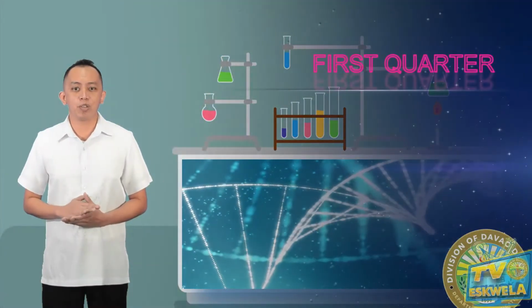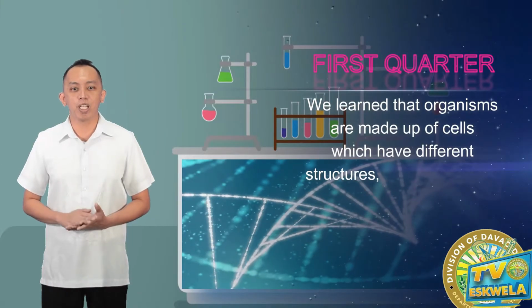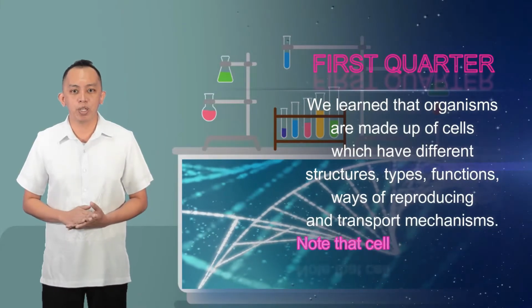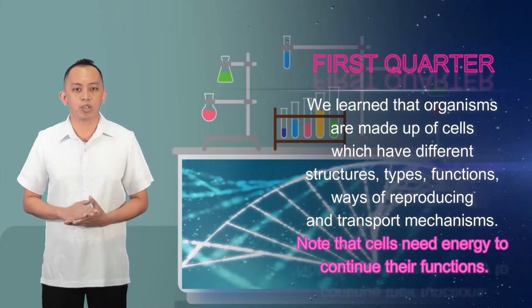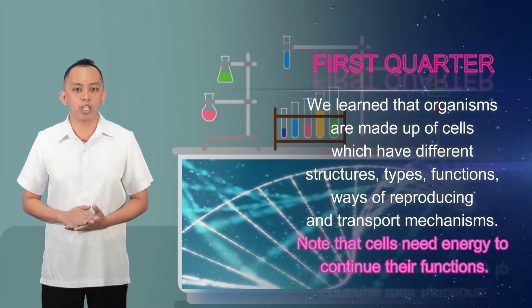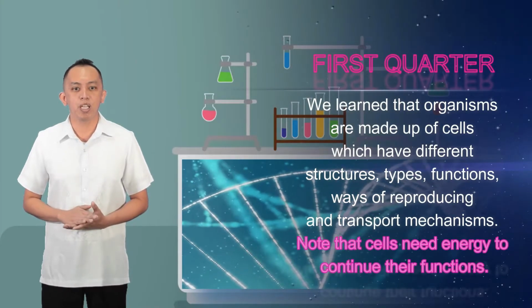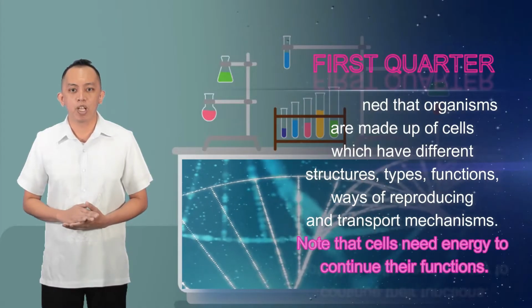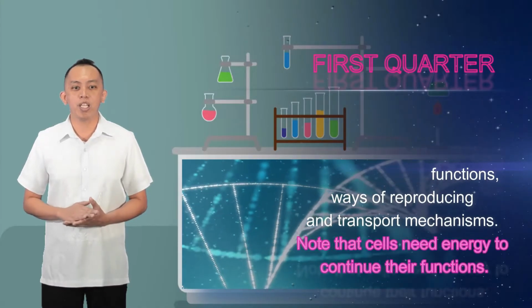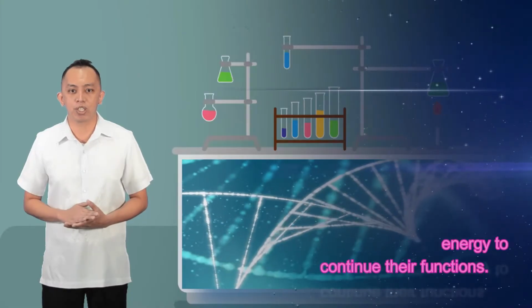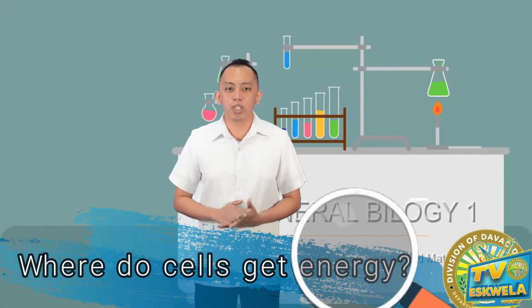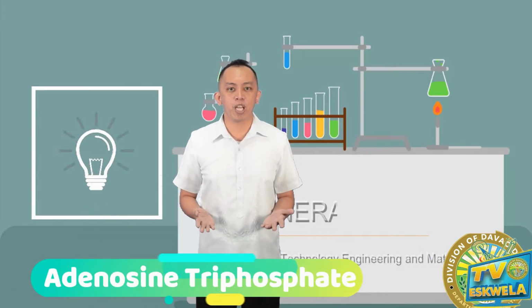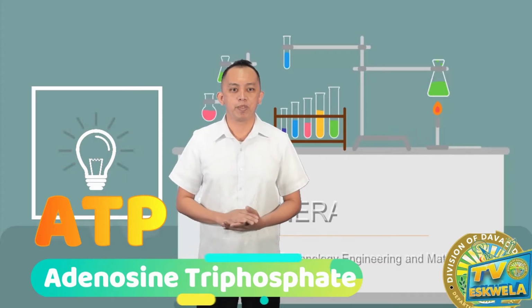Recall that in the first quarter, we learned that organisms are made up of cells which have different structures, types, functions, and ways of reproducing and transport mechanisms. Note that the cells need energy to continue their functions. But where do cells get energy? The answer is adenosine triphosphate or ATP.